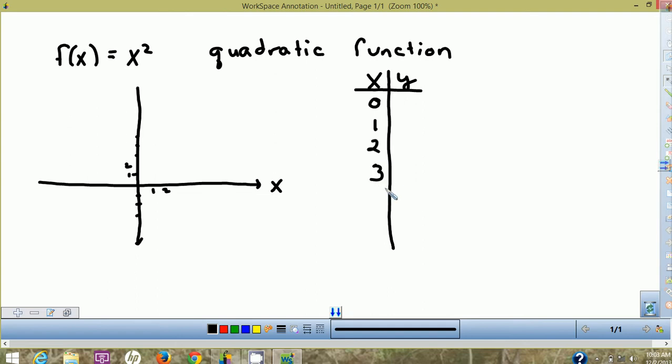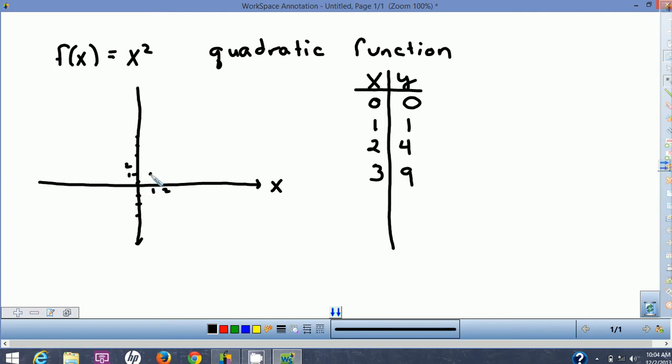And since our function is f of x is equal to x squared, when we square those values, we get 0 squared is 0, 1 squared is 1, 2 squared is 4, 3 squared is 9. And let's put them on our graph. Here's (0, 0), and (1, 1), and (2, 4), and this would be (3, 9).